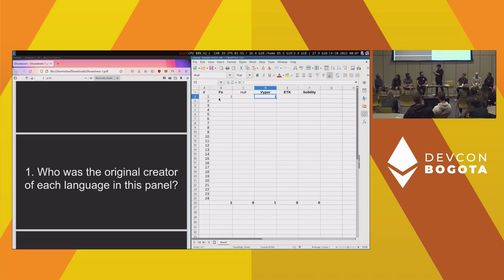Okay, so what did you write for Huff? Okay, so no point. What did you write for Solidity? No, just go one by one. Solidity. Wow. What about for ETK? Doxed. Okay, so he gets the point as well, right? Okay, what did you write for Vyper? Vitalik. Okay, he's first. Yeah, Vitalik. Point.